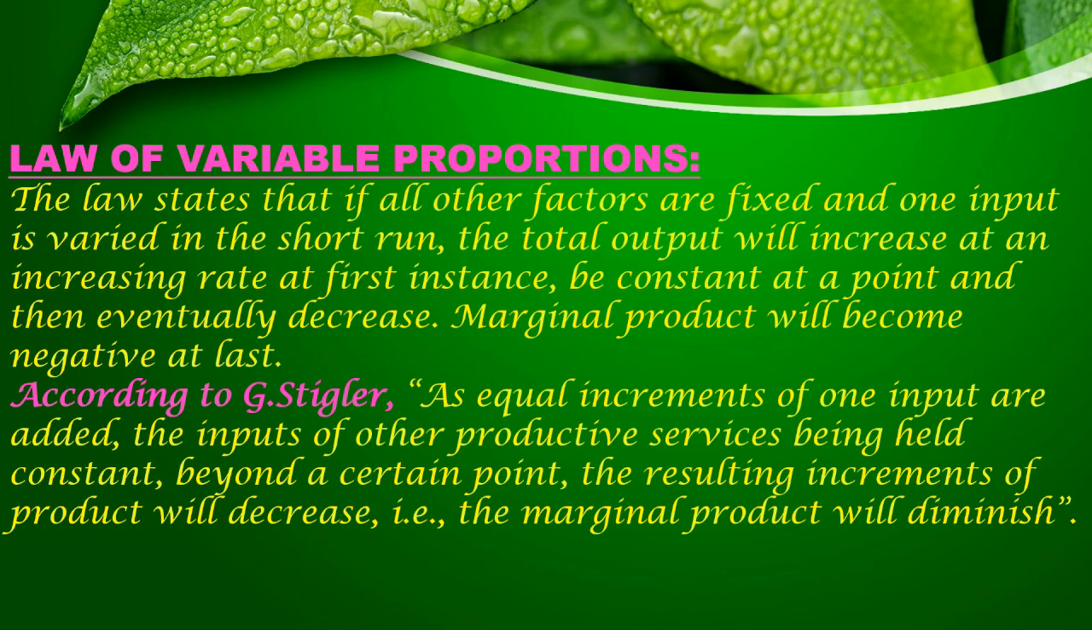Therefore, when the quantity of one factor is increased or decreased while other factors are constant, the proportion between the factors is altered. For example, if there are two factors of production, that is land and labor, land is the fixed factor whereas labor is the variable factor. Due to the change in the proportion of the factors, there also emerges a change in the total output at different rates. This tendency of the theory of production is called the law of variable proportion.